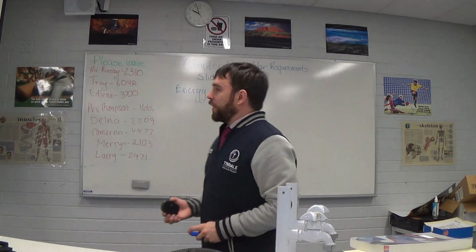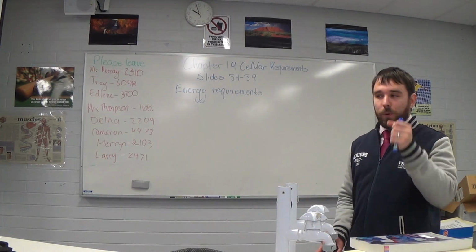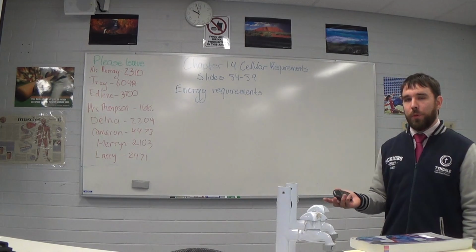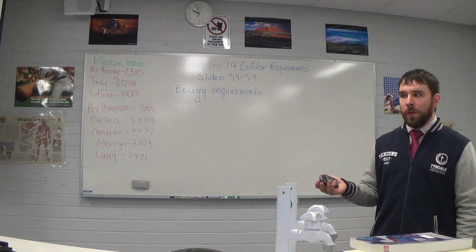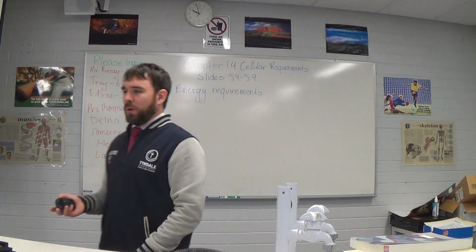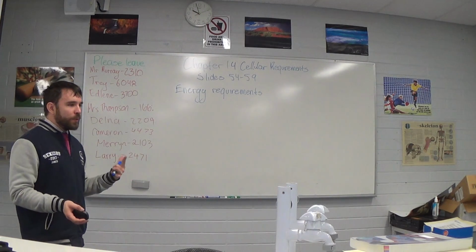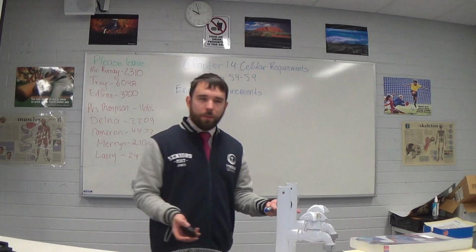Okay, Year 11s, today we're going to be looking at Chapter 1.4, Cellular Requirements, and the slides you need to use to follow along are slides 54 through to 59. There are three main requirements that a cell will need: energy requirements, material requirements, and excretory requirements.